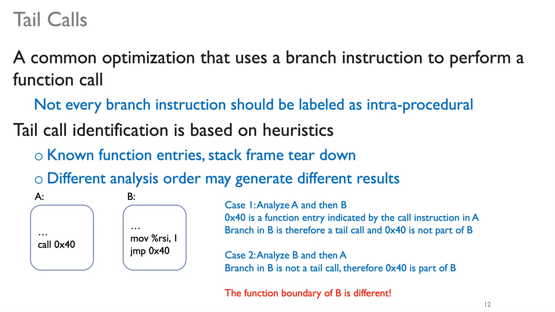In case 2, if we analyze B first and then A, the branch in function B will not be identified as a tail call because 0x40 is not a known function entry, nor does it contain stack frame teardown. Therefore, 0x40 is part of B. We can see that the function boundary of B is different when the analysis order is different.